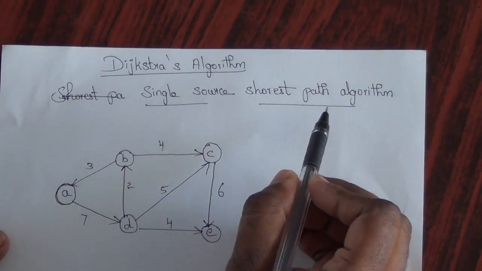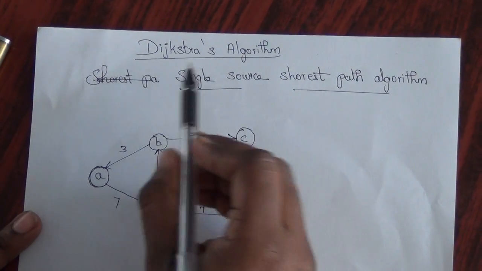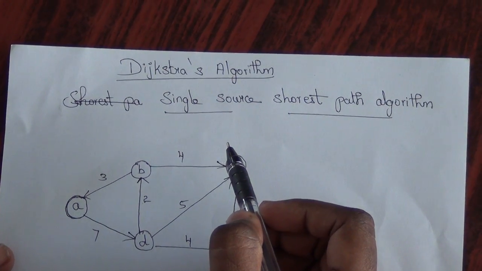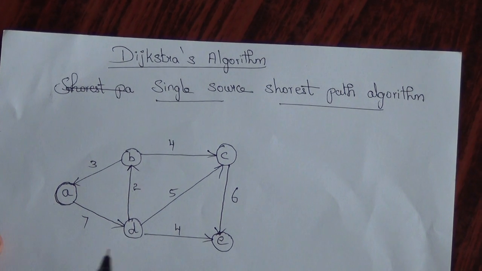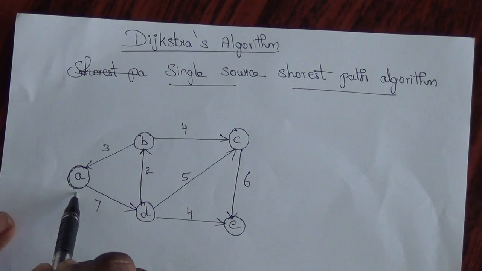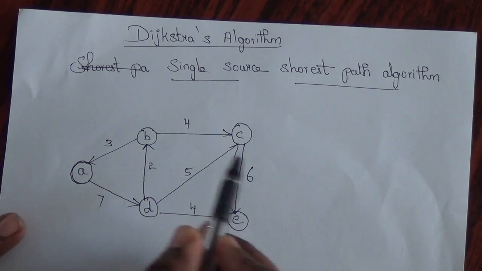Single source shortest path algorithm, also called Dijkstra's algorithm. This algorithm is used to calculate the shortest path from the source node to all other nodes. In this example, we are going to consider A as a source node, and we are going to calculate all the shortest paths from A to all other nodes.